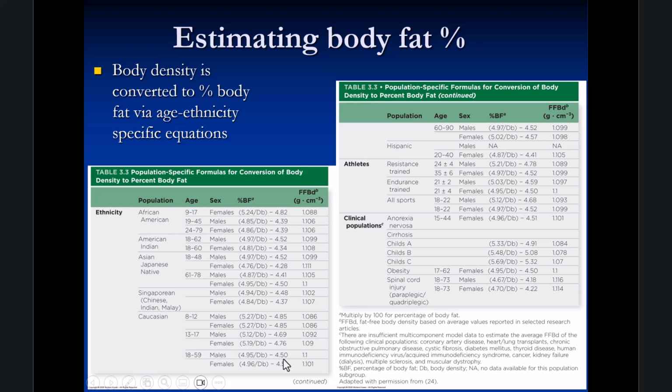That's the classic Siri equation, but that was the first one that was developed, and now there are more specific equations that take ethnicity into account. That's important because different ethnic groups tend to have different bone density, and that can play a role in the estimates of percent body fat.